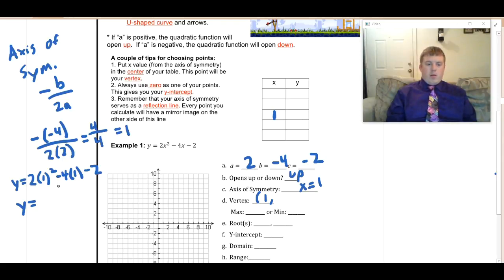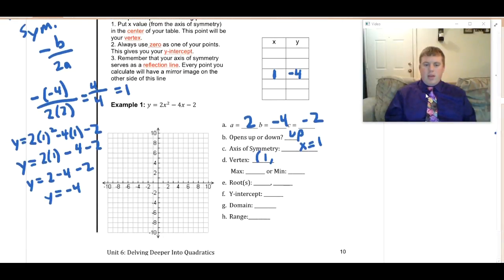So, order of operations, first thing we need to do is our exponents. 1 squared is 1, so we're going to have 2 times 1. Minus 4 times 1 is going to give us 4, and then minus 2. We simplify here, 2 times 1 is 2, minus 4, minus 2. So when I plug this in, figure it out, 2 minus 4 is negative 2, negative 2 minus 2 is negative 4, so I now have my first point at 1, negative 4. And I am going to go ahead and plot that on my graph. I'll go put it right there.